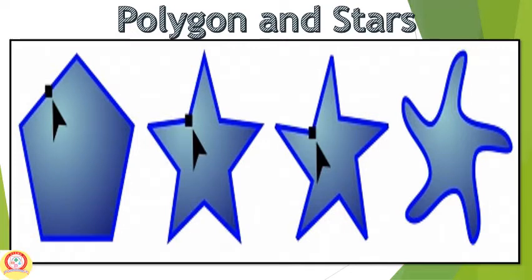Polygon and stars. Now children, the PolyStar tool is used to draw polygons and stars. So children, select the tool from the drop down menu of the rectangle tool. Children, you can also set the number of sides for the polygon or the number of points for a star. This number can vary from 3 to 32. You can also modify the depth of the star points.